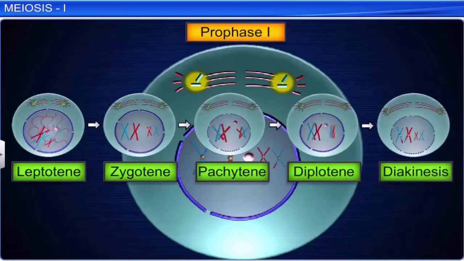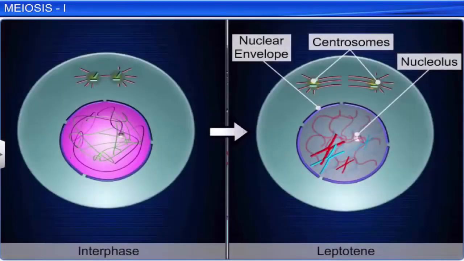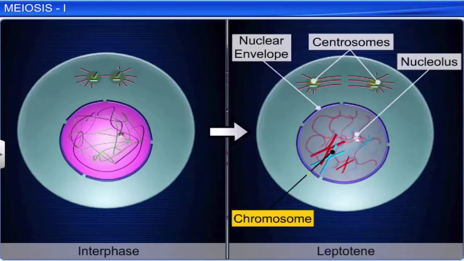All through the leptotene stage, compaction of chromosomes continues and they gradually become visible under a microscope. As the DNA has already duplicated, each chromosome consists of 2 chromatids.